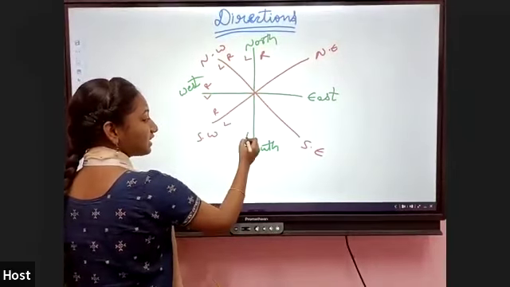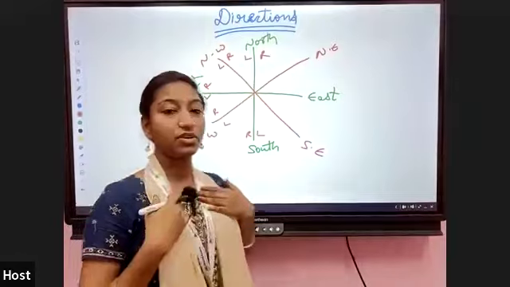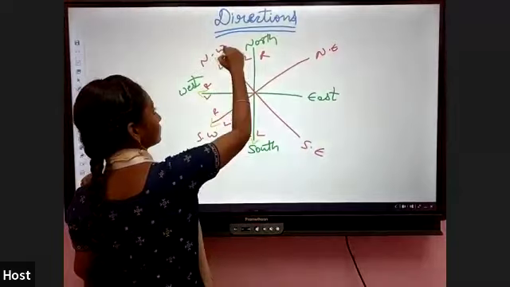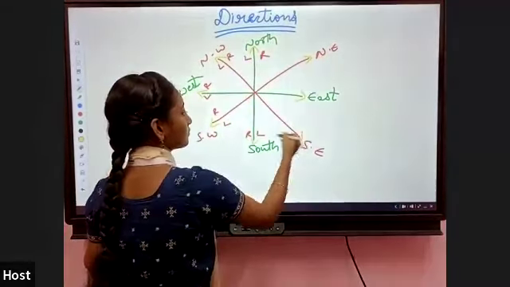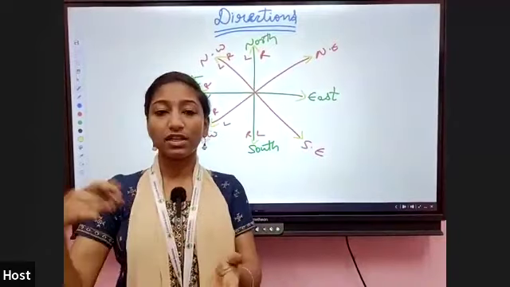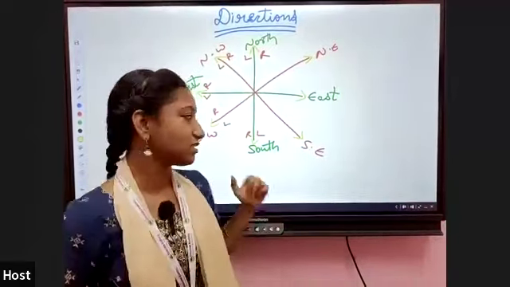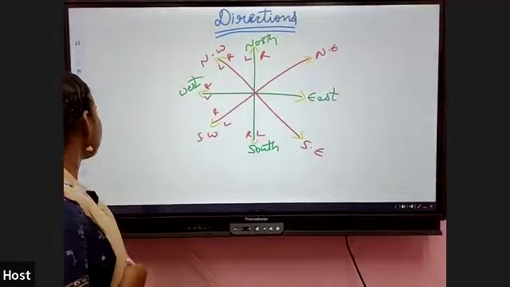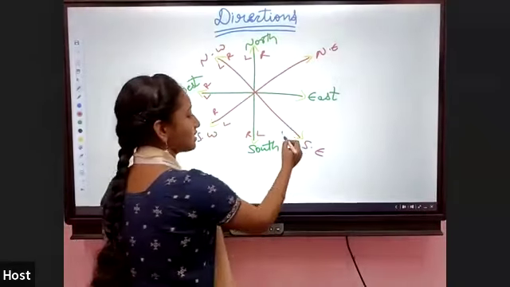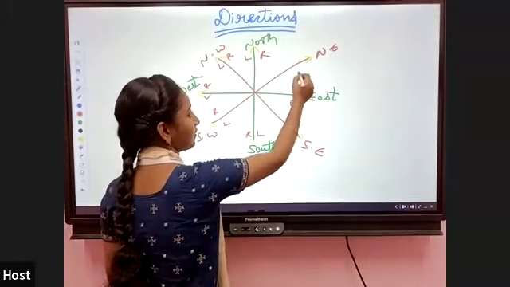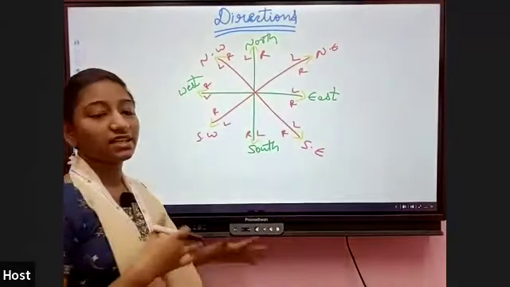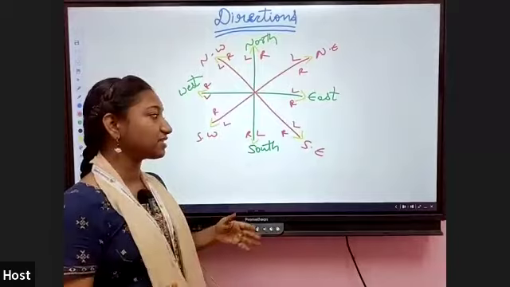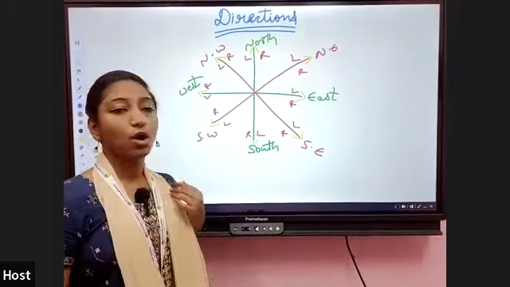Coming to south, this is the right side and this is the left side, because we should face like this. South means we should turn like this. So the right side is this side, the left side is this side. For south, right side is southwest, left side is southeast. Coming to southeast, this is the right side and this is the left side. So these are the right and left directions of a particular direction. For east, the right side is southeast and the left side is northeast.